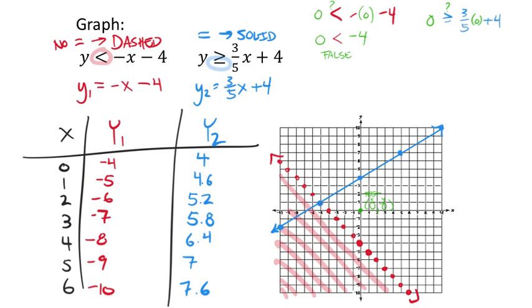But this one is going to give me 0 is greater than or equal to, that would be 3/5 times 0, which is 0, and 0 plus 4 is 4. So 0 is greater than or equal to 4. That is false. All right, so this ordered pair makes this inequality false, the blue one, which means I need to shade the other side of the line. So let's go and do that.